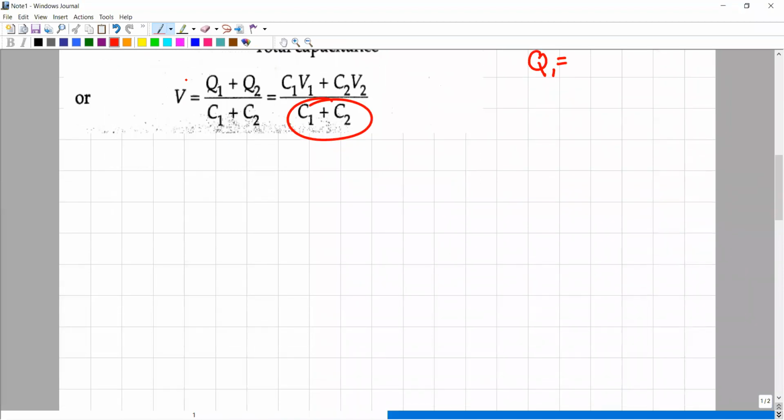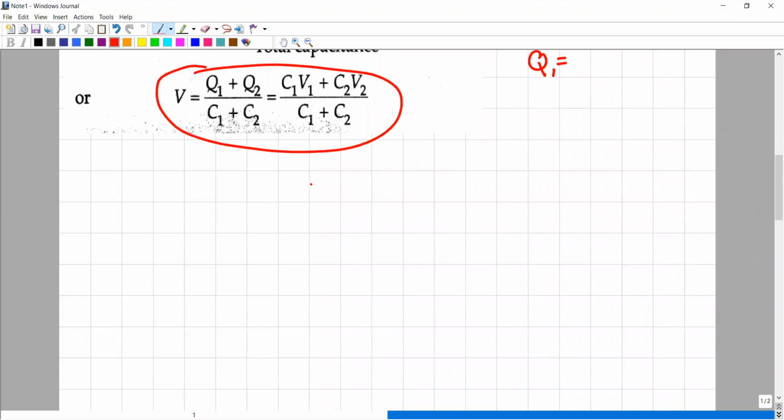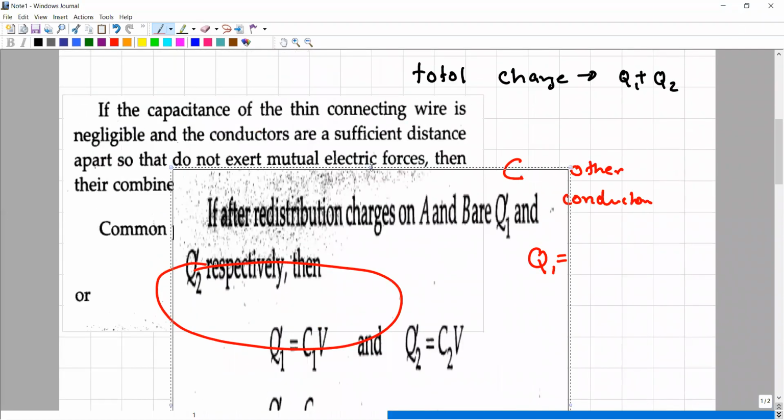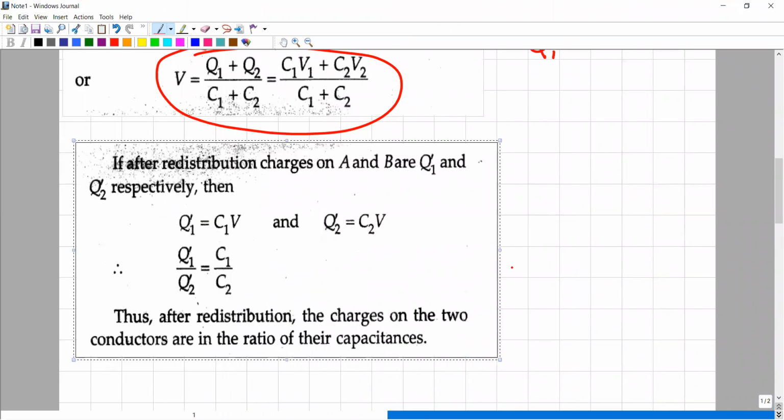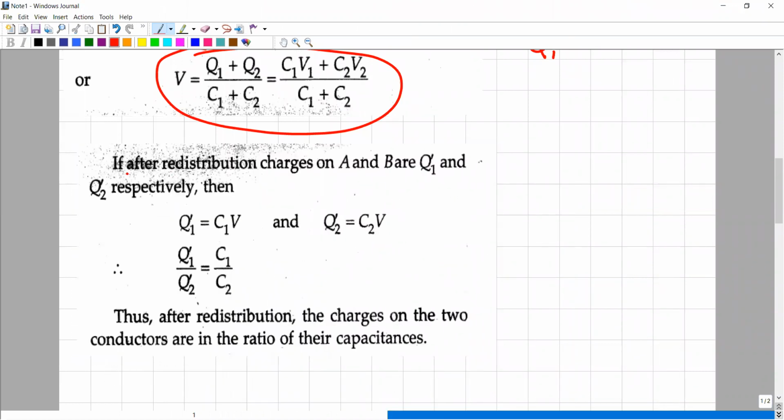Now, as you have found out this common potential, let us find the new charge. New charge means, as we have discussed before, some redistribution of charge is going to happen. And after the redistribution of charge on A and B, Q1 and Q2 will change. That is, some new charge will come. The charge on the capacitor will change. See, the capacitances, that is C1 and C2, are constant. You know that capacitance is constant.